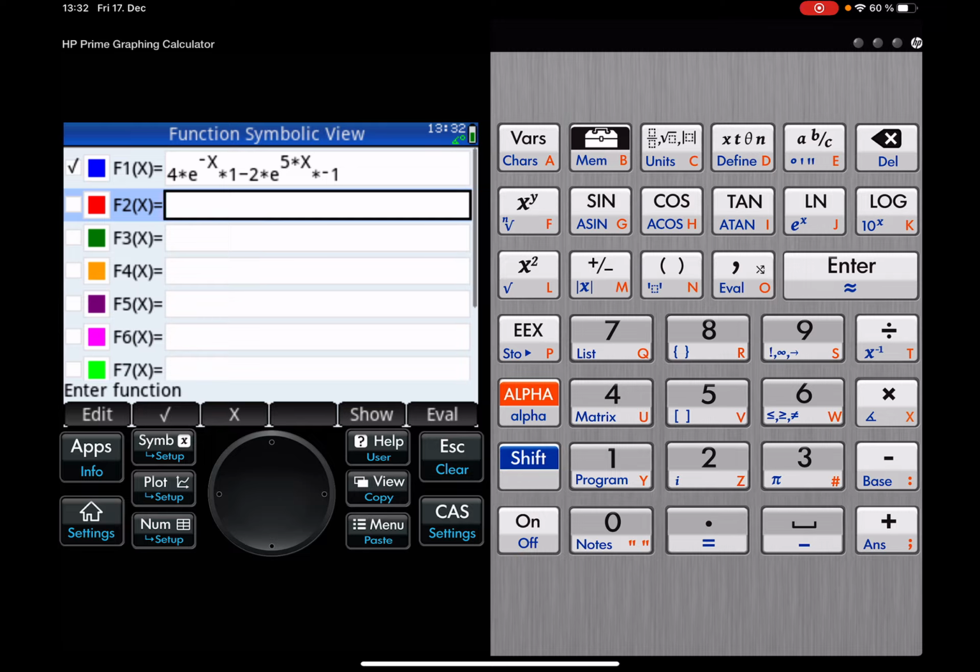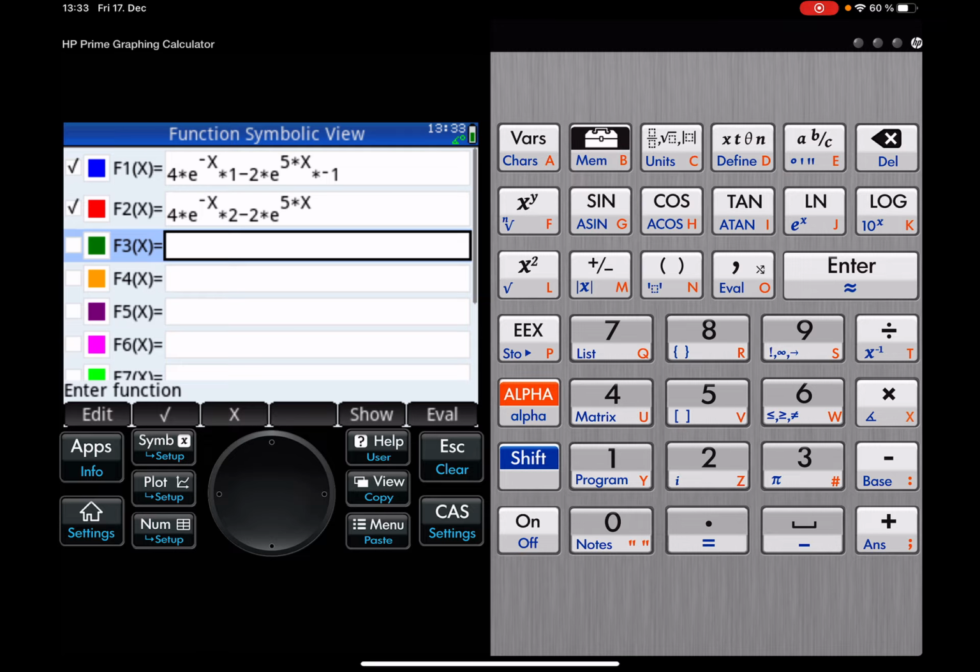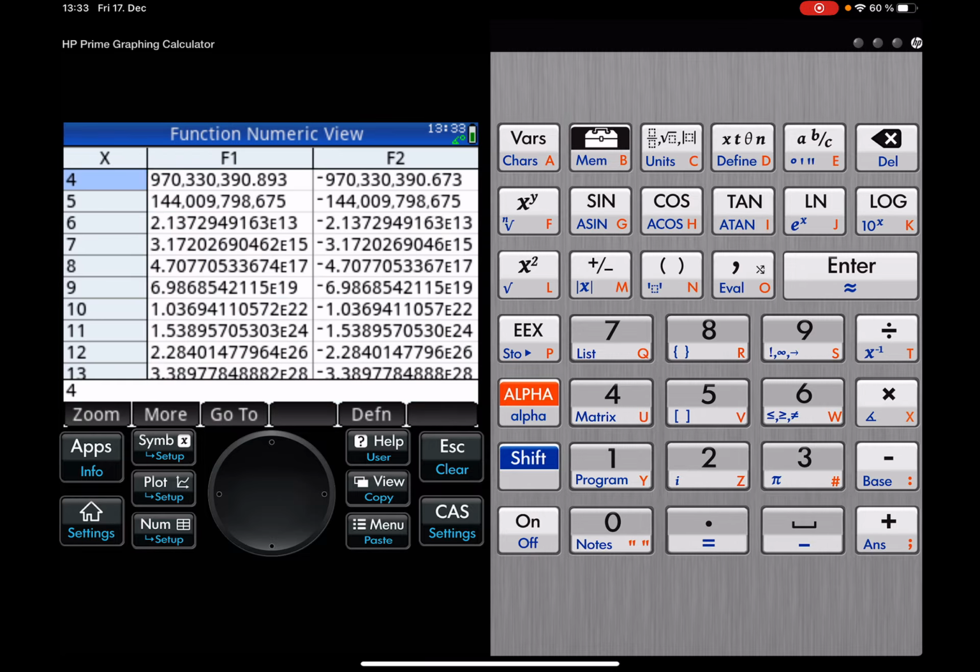So the x values in the calculator are actually our time values, and it's going to give us how x is changing over time. I'm going to put in the bottom part of the equation. This is going to tell us how y is changing. 4 e to the negative t times 2, minus 2 times e to the 5t times 1. I'm not going to bother writing the times 1. Okay, that all looks right to me.